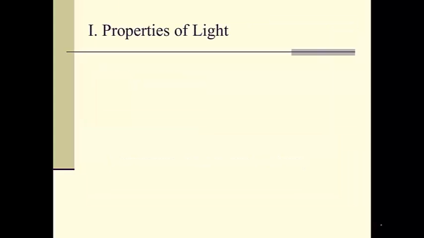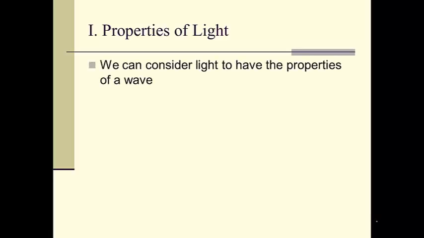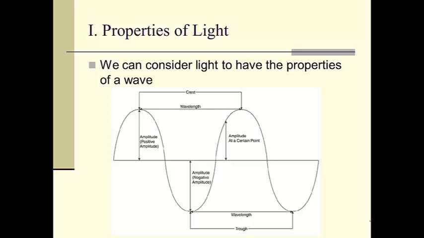Okay, first thing we're going to look at actually is the properties of light. We can consider light to have the properties of a wave. Anything that has a wave has certain characteristics to it. One, first of all, is the wavelength.